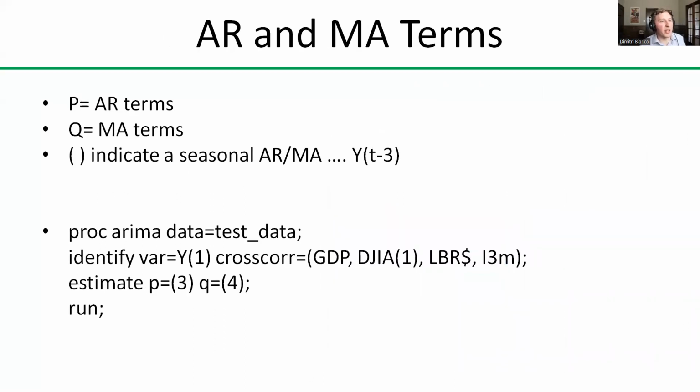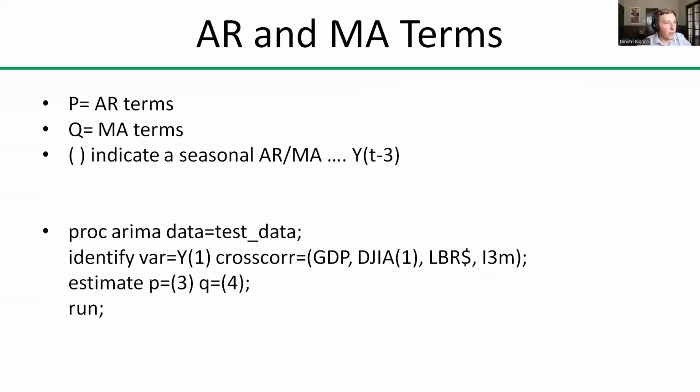And then finally, now that we've picked out, in the identify step of our code, our dependent variable in the var statement, the cross correlation set defines all the independent variables or exogenous variables we're going to be using here. It sets up the differencing for us. It sets up the lags for us that we've already identified. And then finally, we're going to do the fitting of the autoregressive and the moving average components here.